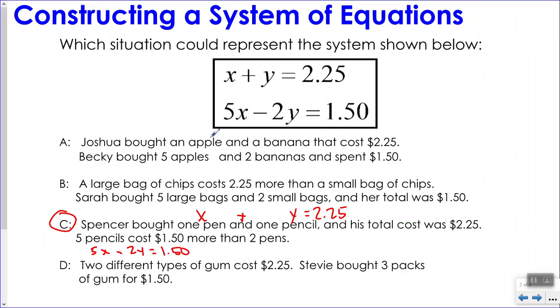If we look at option A, we could have apple plus banana equals 2.25. So that could work. But then if we look at our next equation, we would have 5 apples plus 2 bananas equals $1.50. So that one's no good. For choice B, a large bag of chips costs $2.25 more than a small bag of chips. So if we did x minus y equals 2.25, our first equation doesn't work there. And then for D, neither of those really work for the equations that were given.